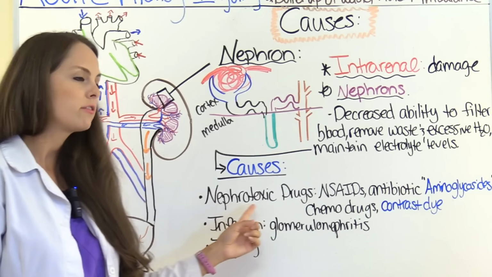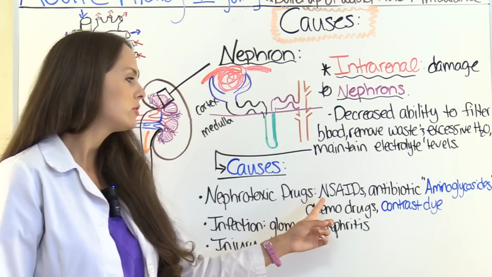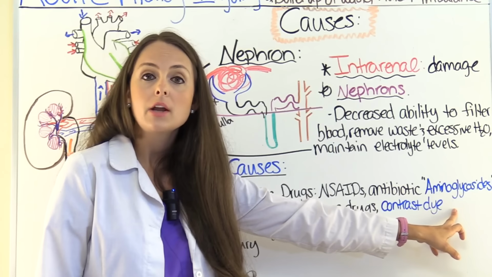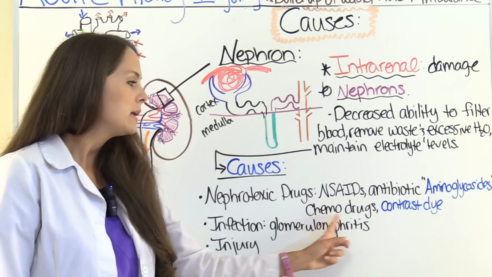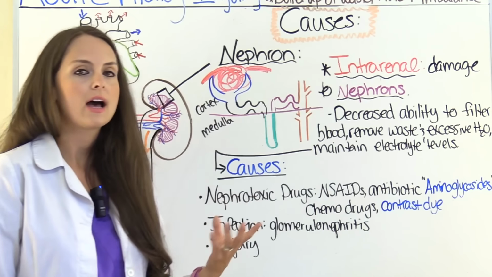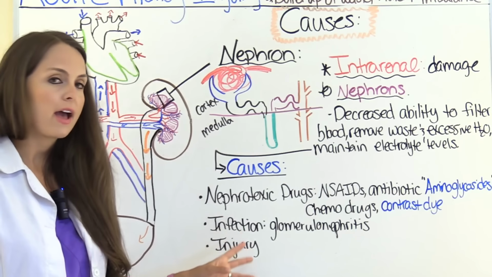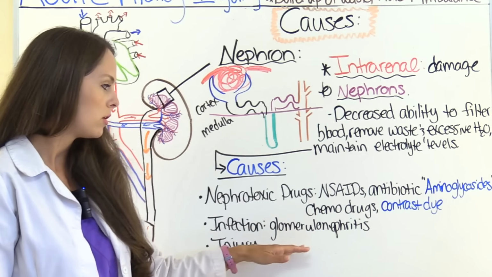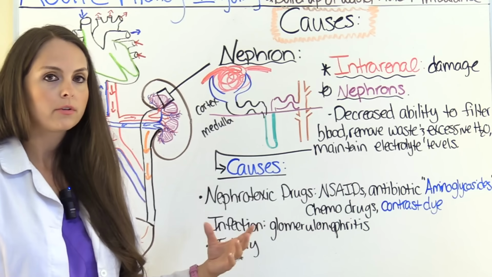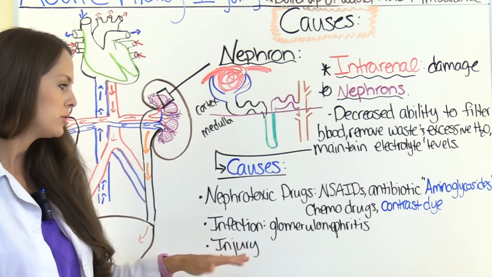Well, one thing is nephrotoxic drugs that are really hard on the kidneys. And this includes drugs like NSAIDs, antibiotics, specifically the aminoglycoside family, chemotherapy drugs, or contrast dye, like the dyes that patients receive for certain testing. Another thing is infection, and we talked about this in our glomerulonephritis video, which is one of the causes. If it's not treated appropriately and they have a really severe case, they can enter into this condition, and injury to the kidney.